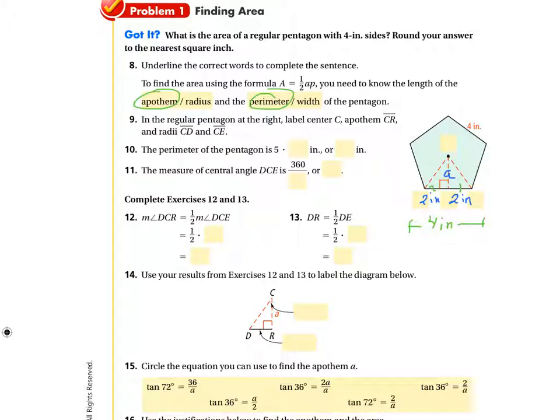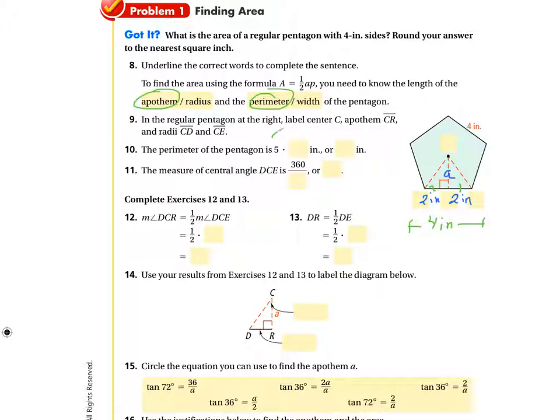And so number 9 says in the regular pentagon at the right, label center. Okay, we're not going to label those. We're just not. It's too much in the picture. So number 10, the perimeter of the pentagon is 5. How do we know that? Okay, so that 5 is your 5 sides, right?